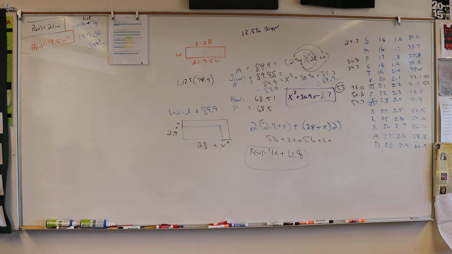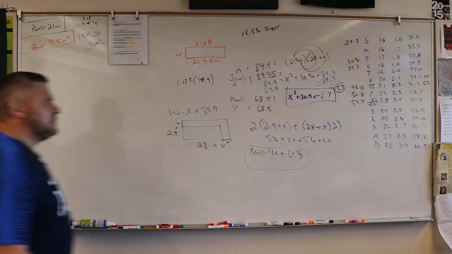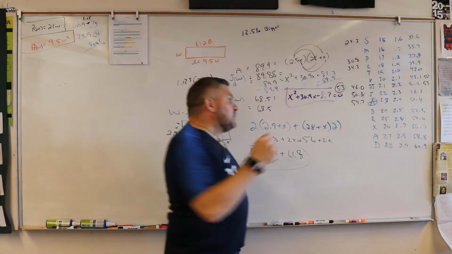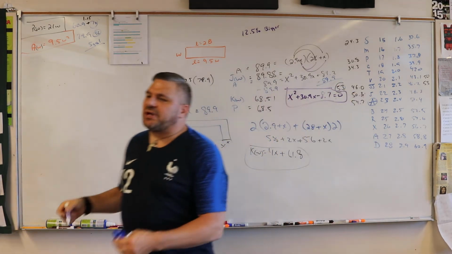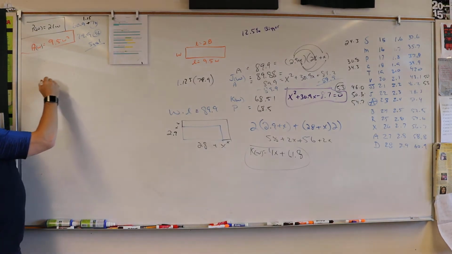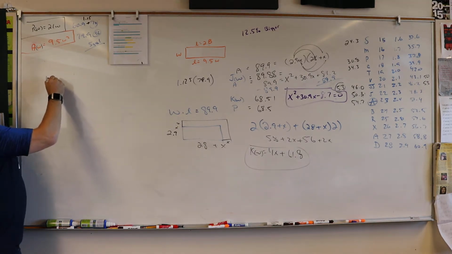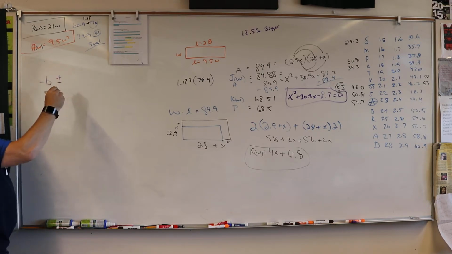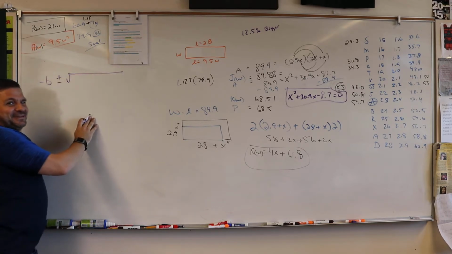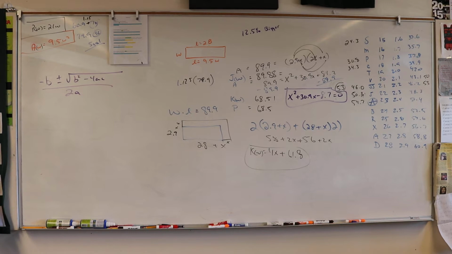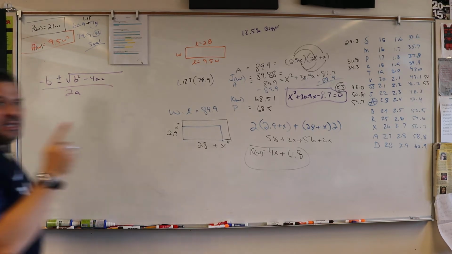Now what we're going to do, can we factor this? No. So how do we solve this? This is equal to 0, right? Because I subtracted this part. So if it equals 0, how do I solve it? Remember? Negative b plus or minus the square root of b squared minus 4ac, all over 2a. Quadratic formula. Okay?